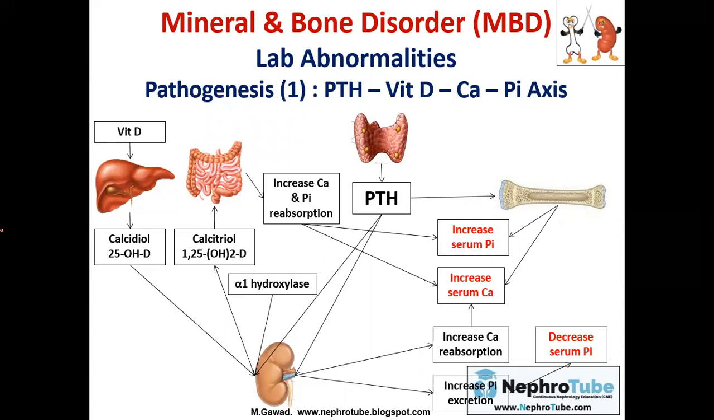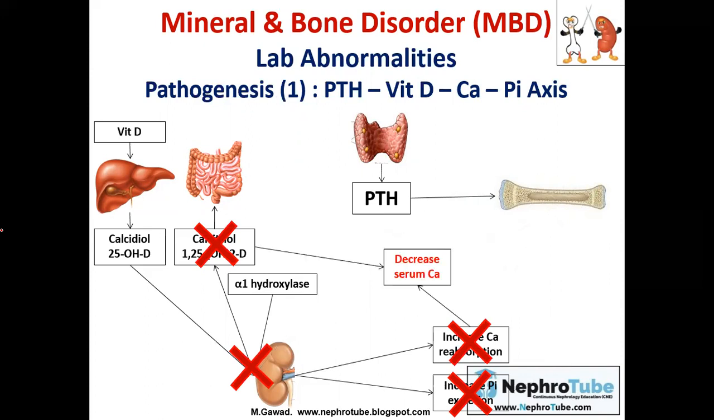What happens in chronic kidney disease? First of all, the patient has renal failure, so there is no activity of alpha-1 hydroxylase enzyme, so there will be no activation of vitamin D, so the patient has a low vitamin D level and low calcium and phosphate absorption from the intestine. Second, because the kidney is not functioning well, the reabsorption of calcium may be defective, which will cause hypocalcemia in this patient, and also the excretion of phosphate will be defective, which will cause hyperphosphatemia in our patients.